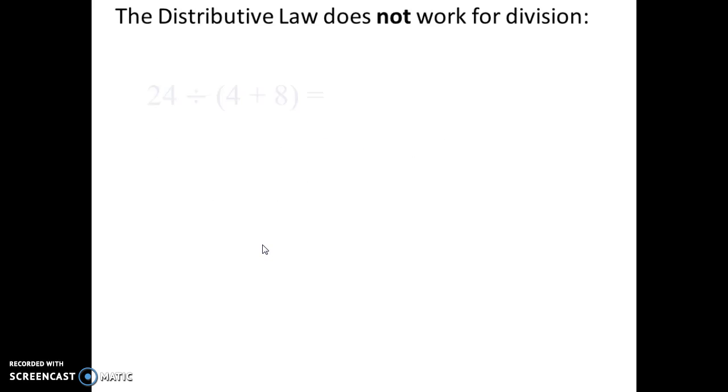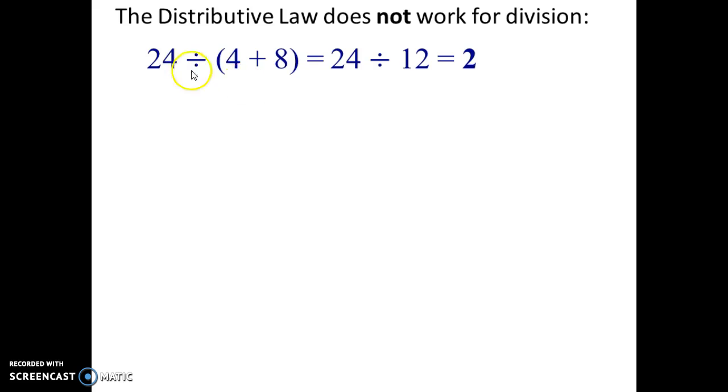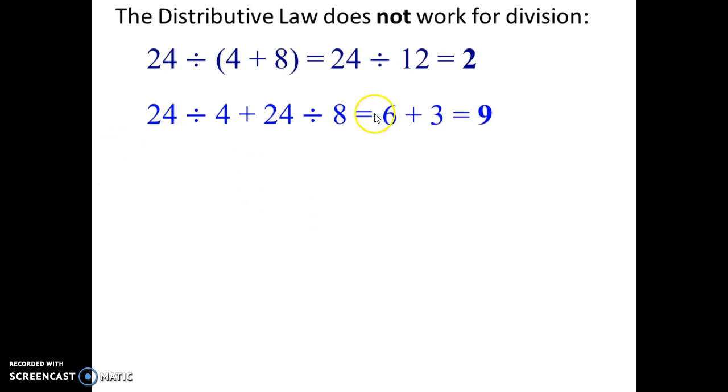So the distributive law doesn't work for division though. So if I did division like that and I tried to break it, if I worked it out properly, the 4 plus the 8 is the 12, so 24 divided by 12 is 2. But if I did it like 24 divided by 4 plus the 24 divided by 8, it ends up being 24 divided by 4 is 6, 24 divided by 8 is 3, and when I add them it's 9, so it doesn't work for division.